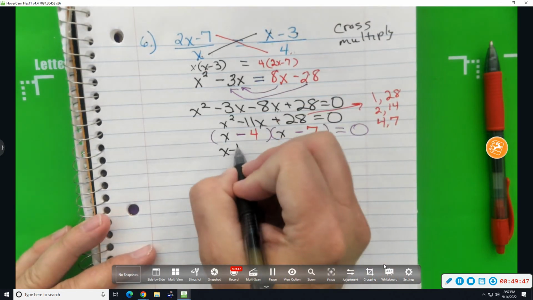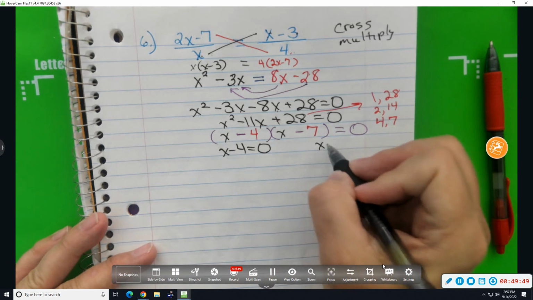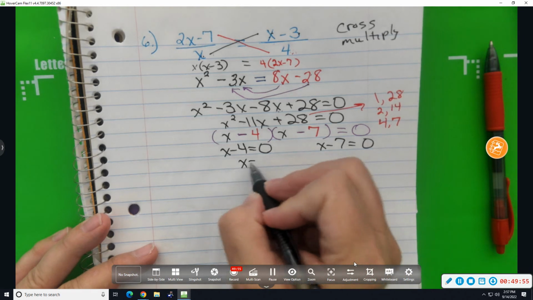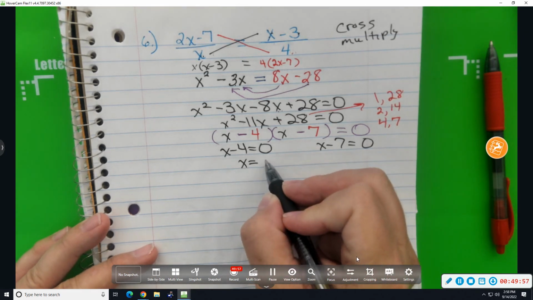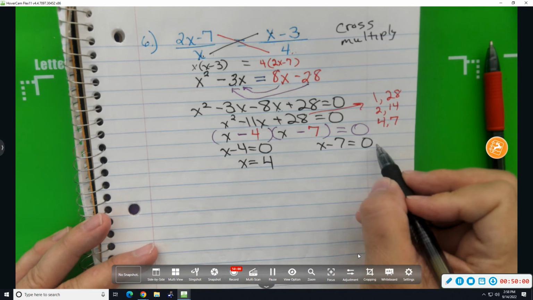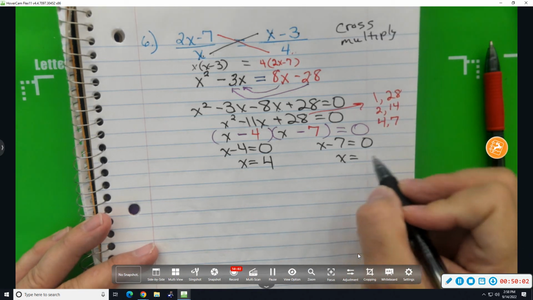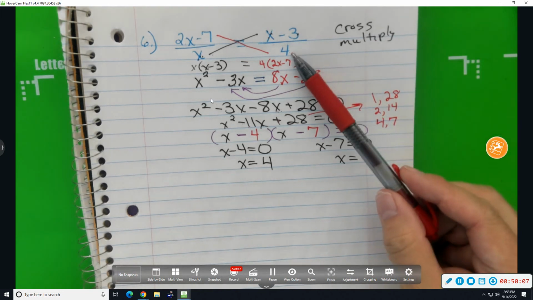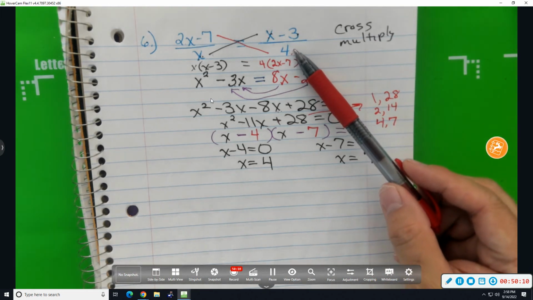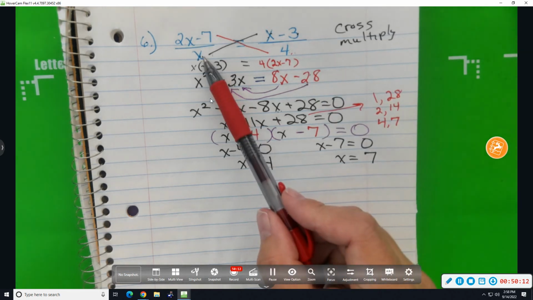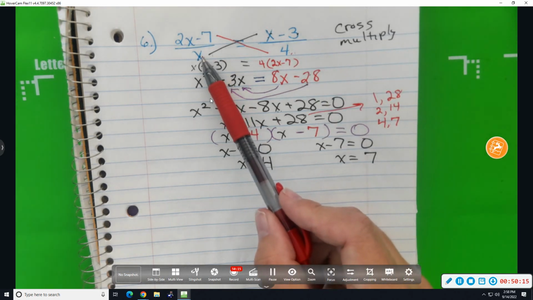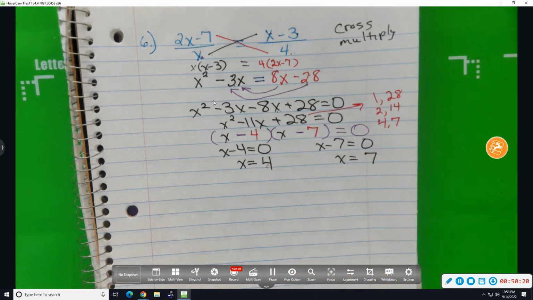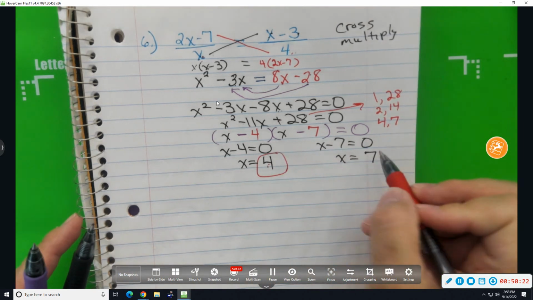Okay, so x minus 4 equals 0 and x minus 7 equals 0. So x equals 4, and x equals 7. That denominator here can never be 0. It's always going to be a 4. What would make this denominator a 0? It should be obvious: 0. We didn't get a 0, so both of these answers are acceptable.